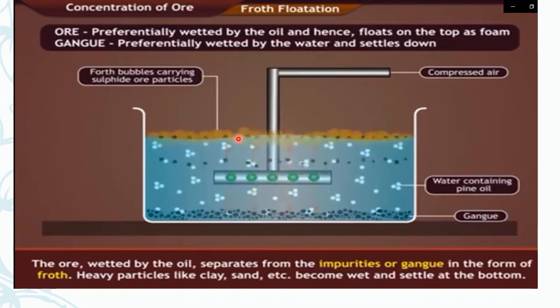The ore wetted by the oil separates from the impurities or gangue in the form of froth. Heavy particles like clay, sand, etc. become wet and settle at the bottom.